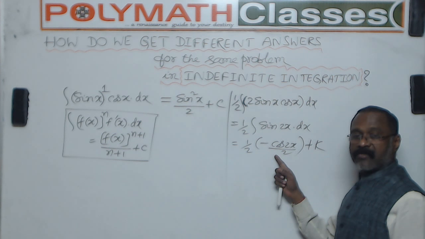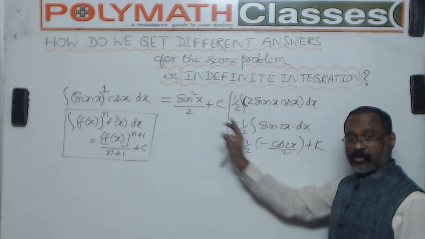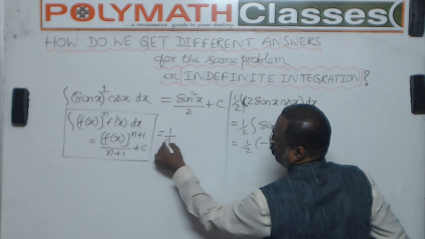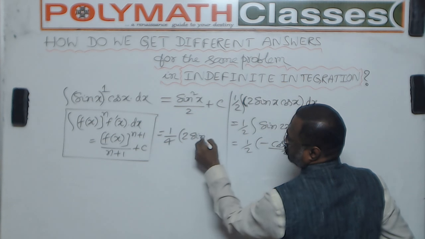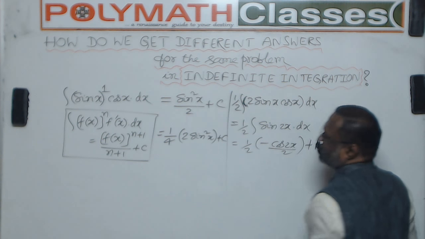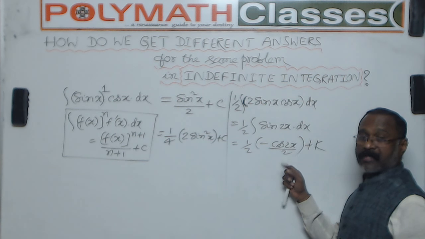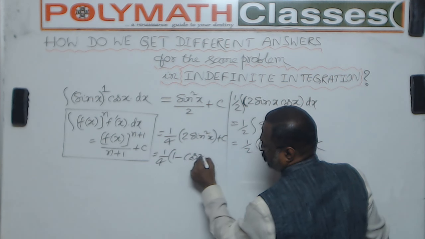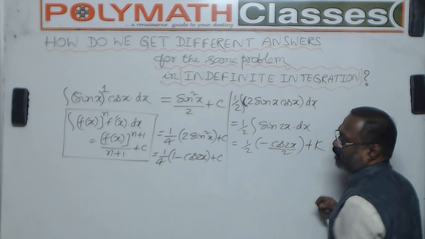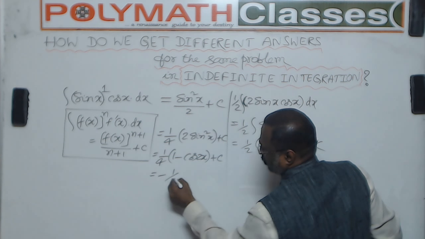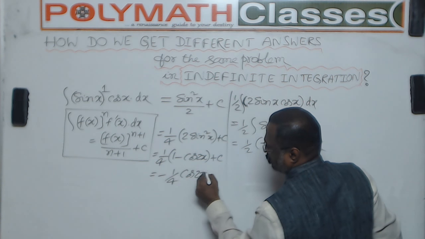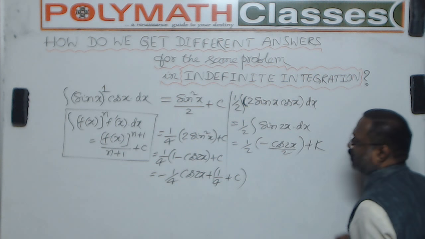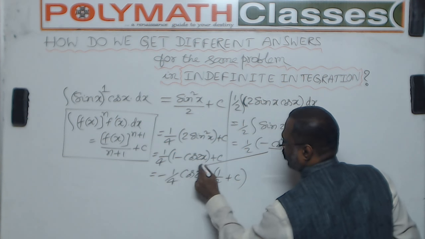This is in terms of cos 2x, and I'll convert this to the same terms like cos 2x. What I do, I'm writing it as 1/4 of 2 sin square x plus c to convert this to cos 2x. So this is 1/4 of 1 minus cos 2x plus c. So thereby you can understand it is minus 1 by 4 cos 2x plus 1 by 4 plus c. Now you can see these two terms are one and the same. Just understand.